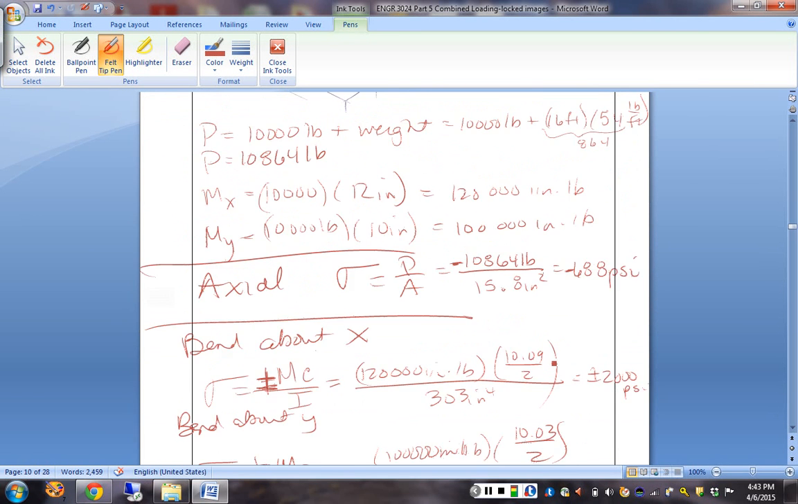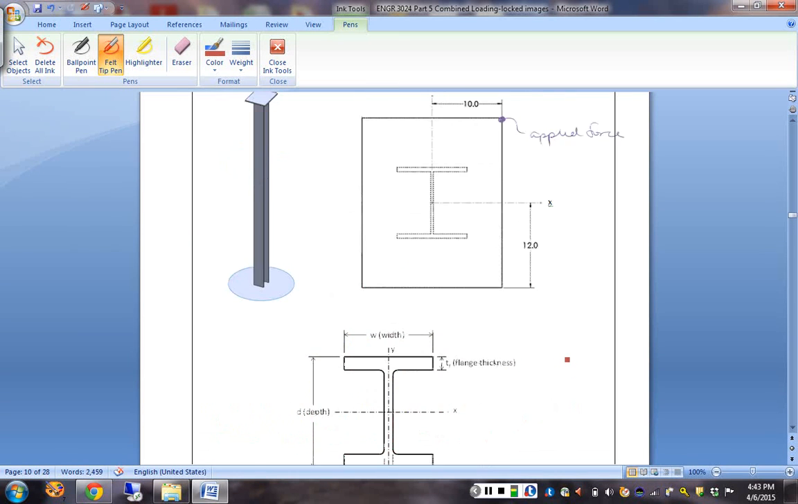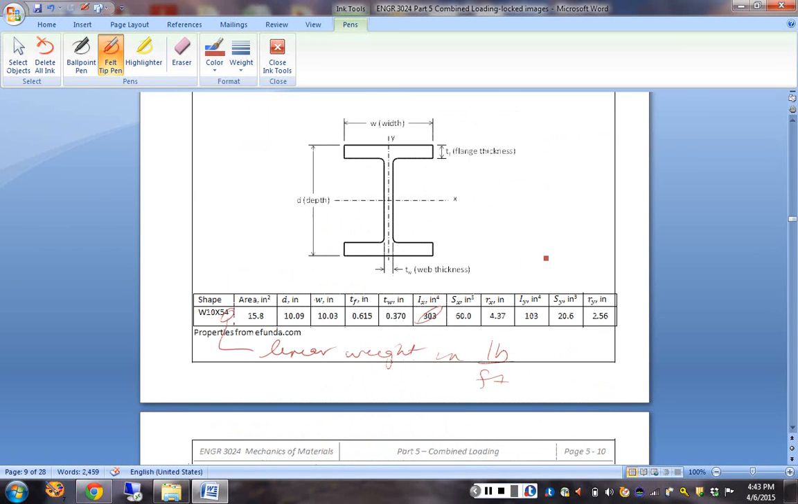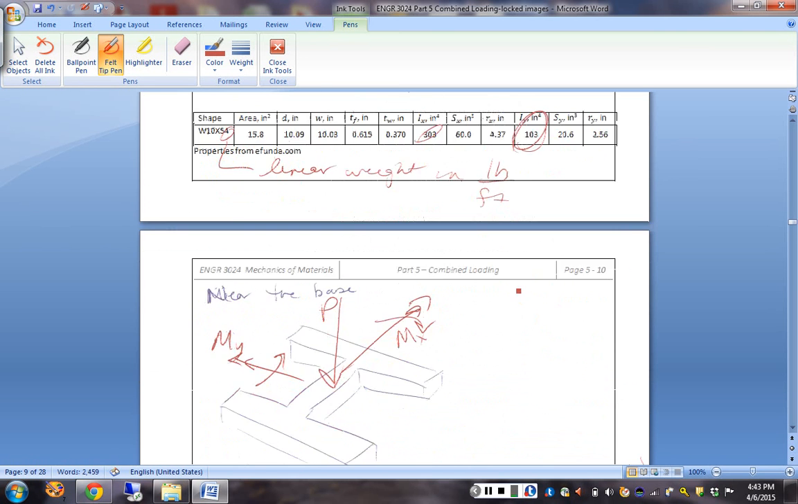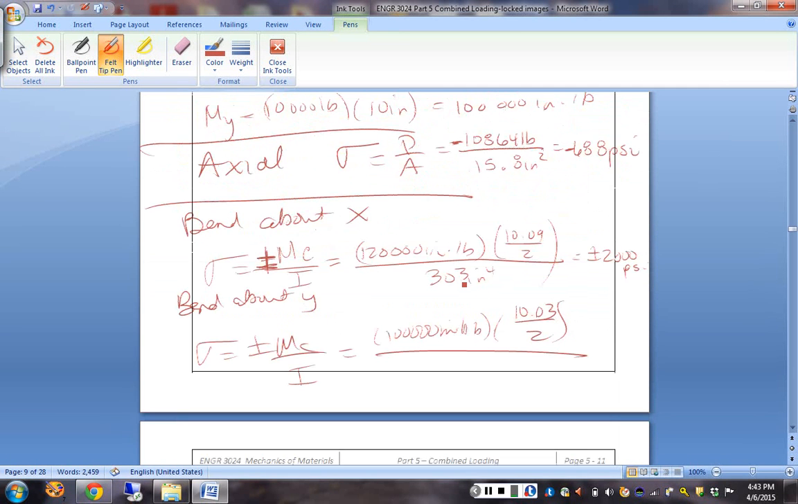And what's my moment of inertia, Melissa? 103 out of the table. 103 inches to the fourth. And so this ends up being plus or minus 4,854 psi.